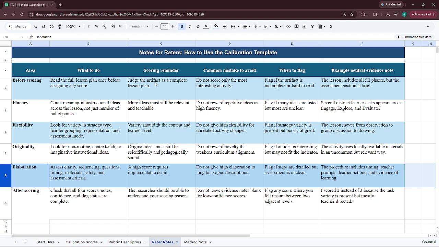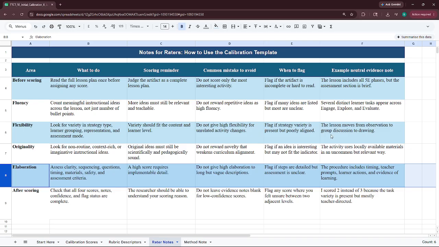So what we are supposed to remind ourselves when we are checking this side is the variety should fit the content and then the learner level. So we are not supposed to give high flexibility for unrelated activity changes. And then we flag if strategy variety is present, but poorly aligned with the performance indicators set by the teacher. That's the objectives.